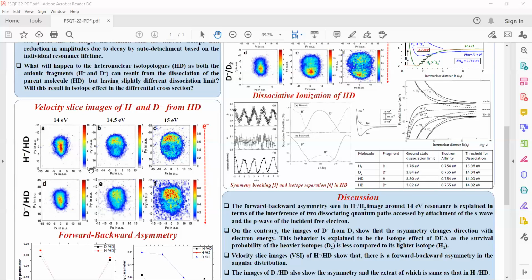These results indicate a dire need for reliable calculations using modern theoretical tools for determining the anion resonances and the lifetimes for a simple system of H2 and its isotopologues.